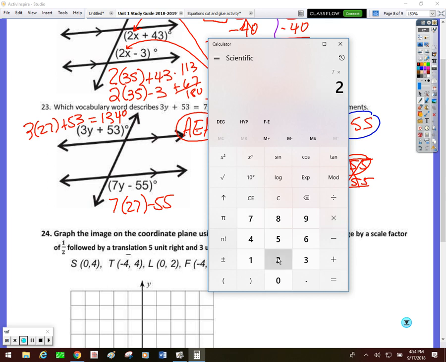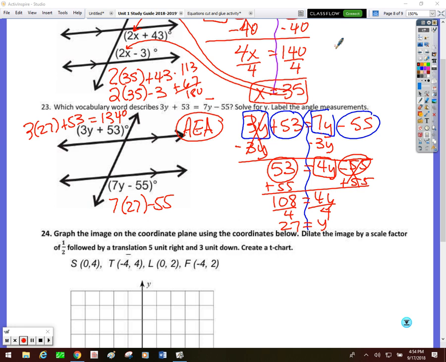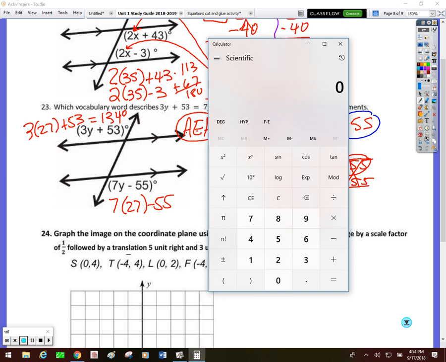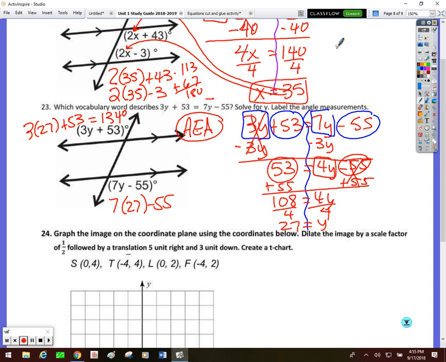7 times 27 is 189 minus 55. Not 555, I'm sorry. No wonder it messed me up. Minus 55. Hold on. Let's reset this thing. Let's pull up another one. 7 times 27 is 189. And if I subtract 55 from it, I get 134. There's my number I was looking for. And since these two are equal, that means they are congruent to each other, which means that that number right here is correct.